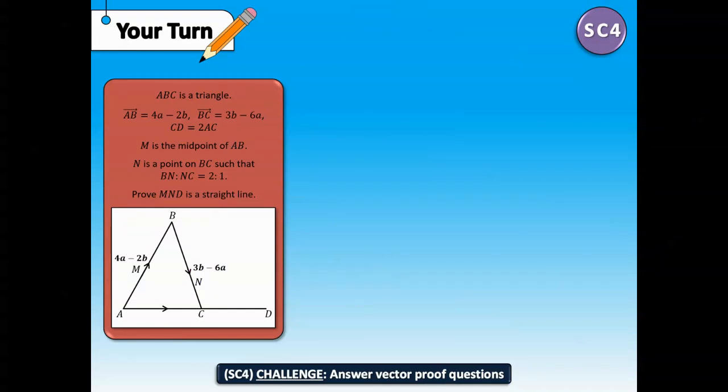For the red question, we want to prove MND is a straight line. So AM is a half of AB, and MB is also a half of AB. BN is 2/3 of BC, and NC is 1/3 of BC. So MN is MB plus BN.